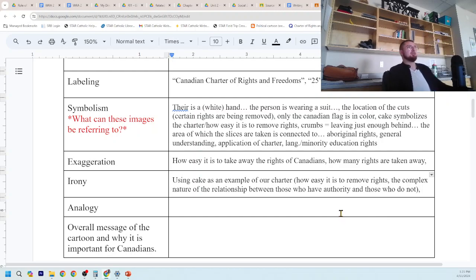Is there anything else ironic? Yes, at the front. I don't know if it's ironic, but there's a man cutting cake, and then the cake is pink. Think about it. So how would you build that into your response?